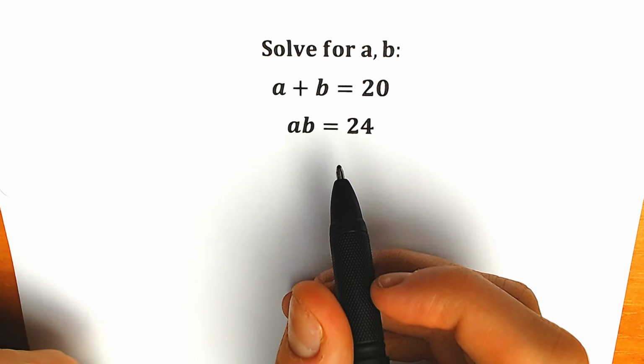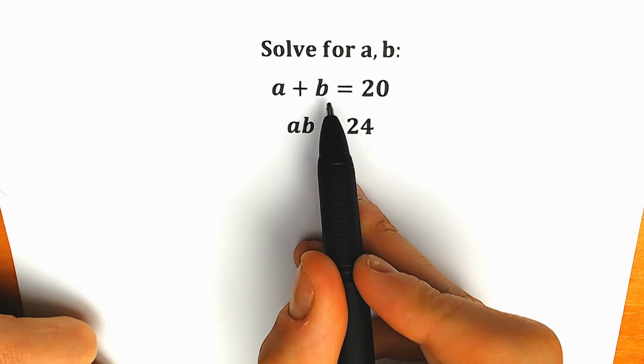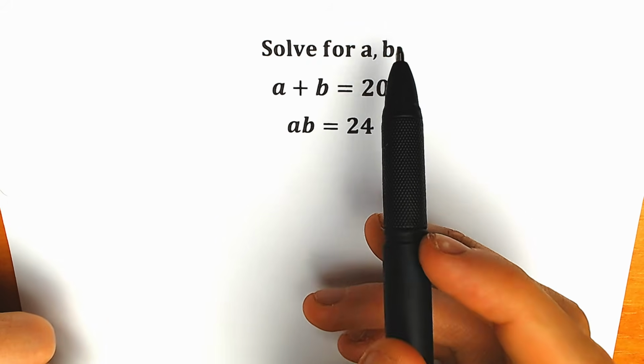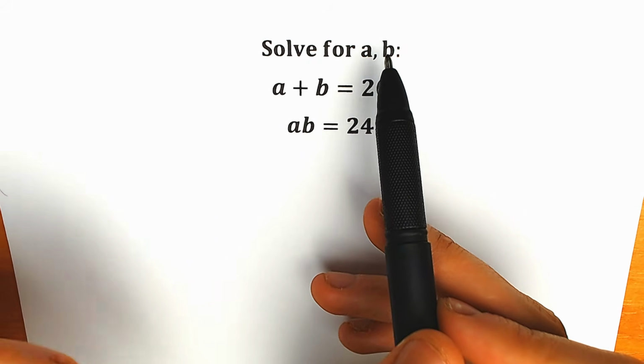Today we have a great algebra question: a plus b equal to 20 and a product a times b equal to 24. We need to solve this question for a and b.